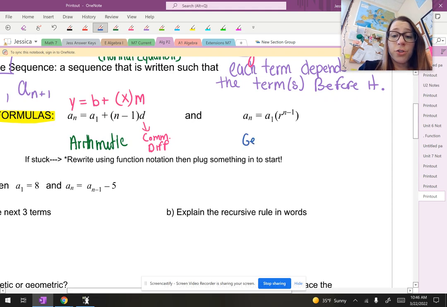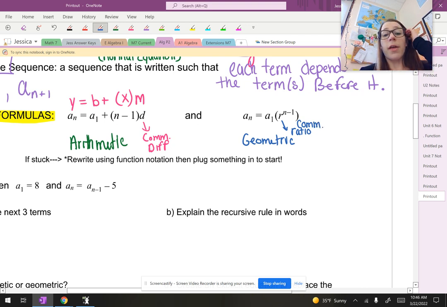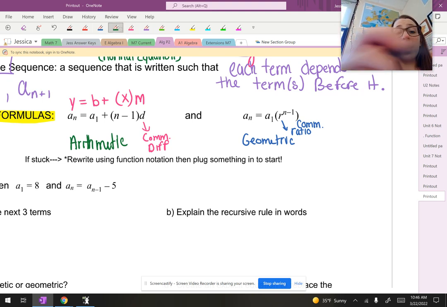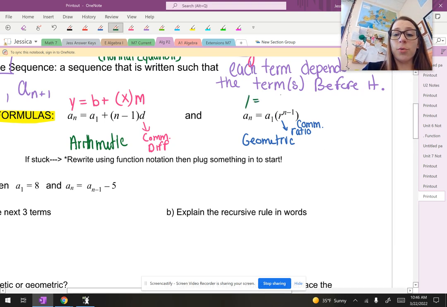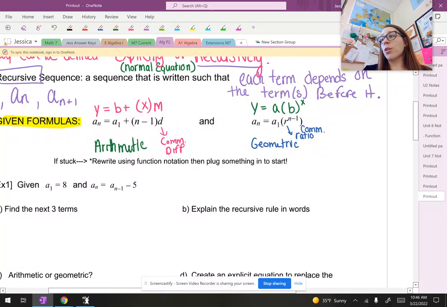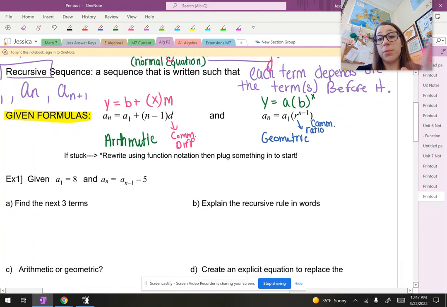Here, this one would be our geometric sequence because, again, you can see R representing that common ratio or that multiplying factor. And per usual, every single one of these is just like a y equals a times b raised to the x power. That y equals that initial starting value times my multiplying factor raised to that x power, just writing them with sequence subscript notation.